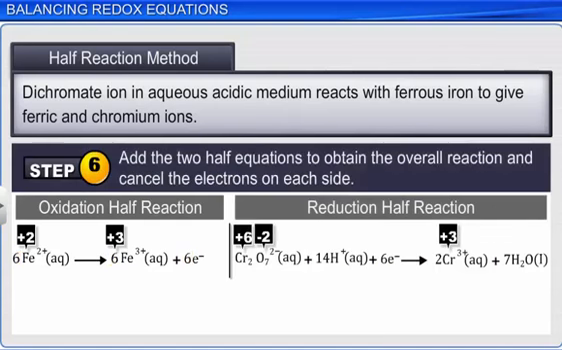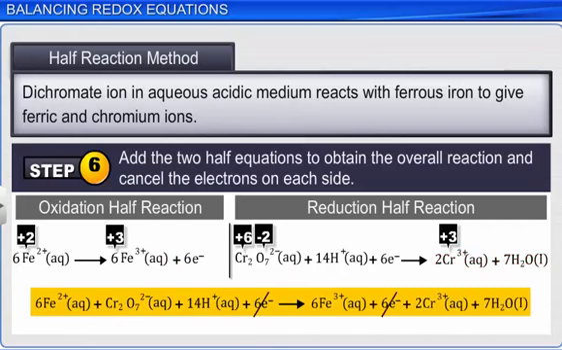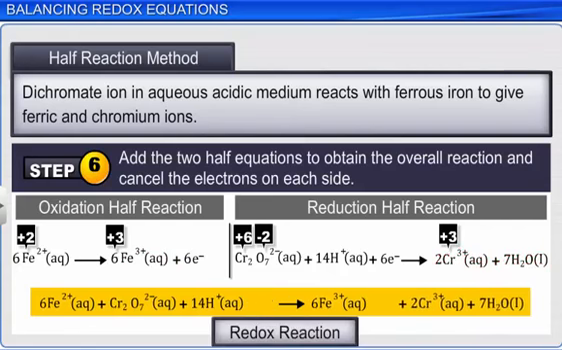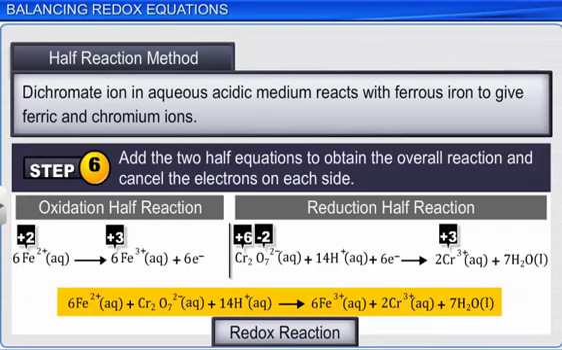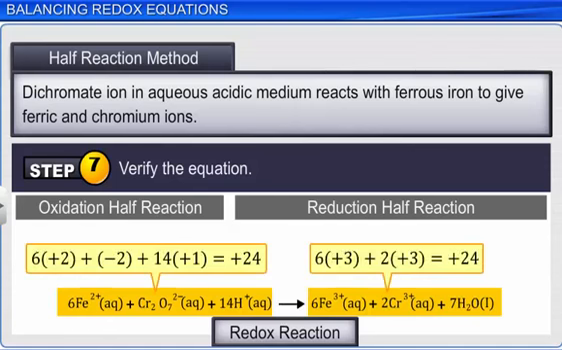In the 6th step, add the 2 half equations to obtain the overall reaction and cancel the electrons on each side. Thus, we obtain the net ionic equation as shown. Finally, verify the equation by ascertaining that the same type and same number of atoms and charges exist on both sides of the equation. Since the charges on both sides are equal, this is a balanced redox equation.